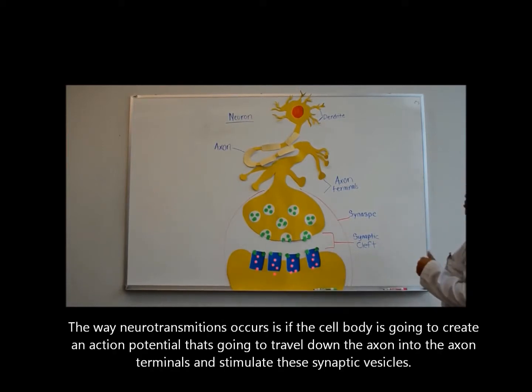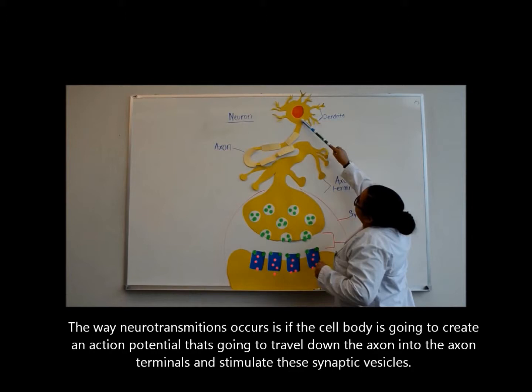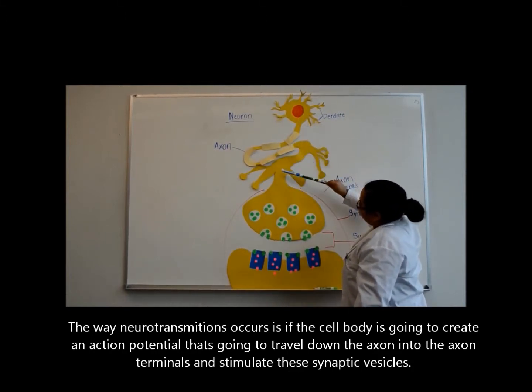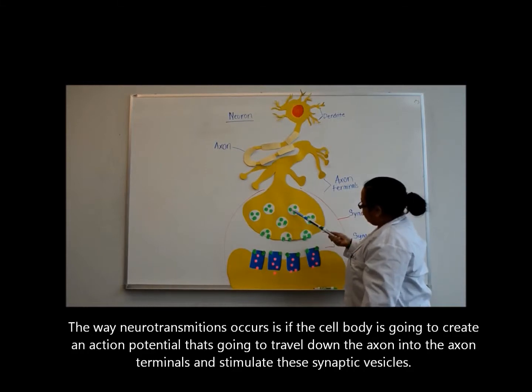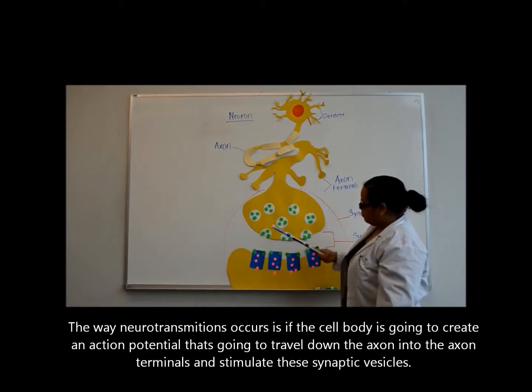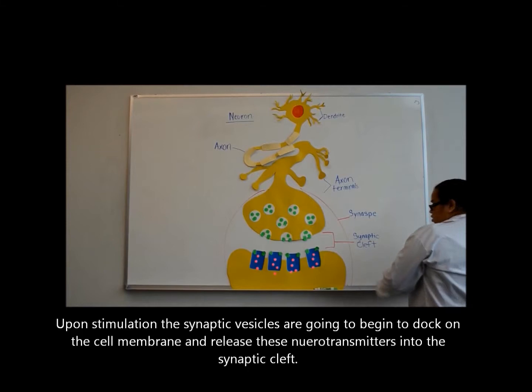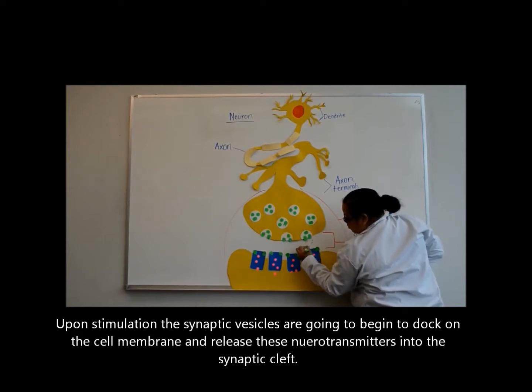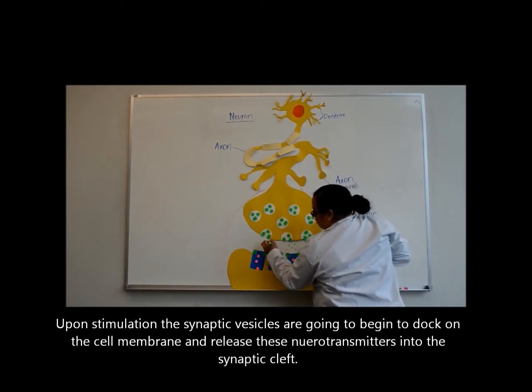The way neurotransmission occurs is that the cell body is going to create an action potential that's going to travel down the axon into the axon terminals and stimulate these synaptic vesicles. Upon stimulation, the synaptic vesicles are going to begin to dock on the cell membrane and release these neurotransmitters into the synaptic cleft.